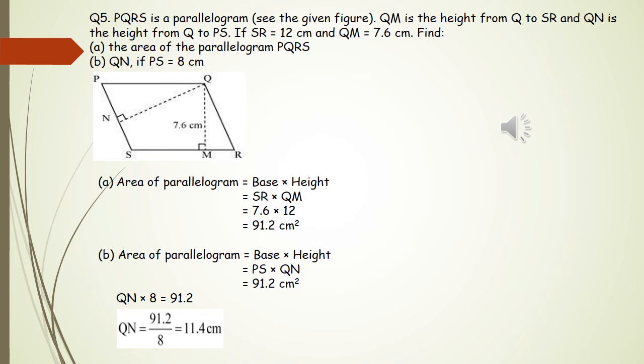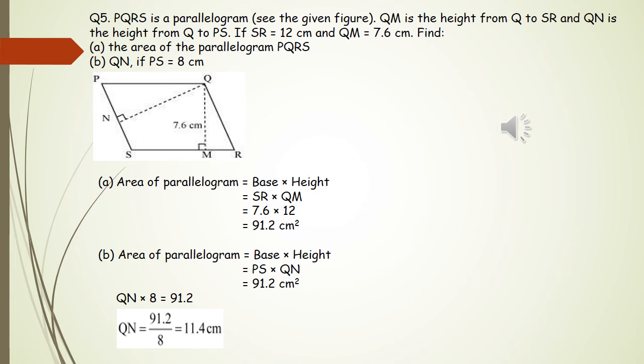So first we will be using the formula of area of parallelogram, that is base into height. We are taking the first set of base and height, SR and QM, multiplying them. So 7.6 into 12, that is 91.2 centimeter square. Now area of parallelogram PQRS will remain unchanged whatever base and height we are taking, because we are finding the area, the space inside the same enclosed figure.